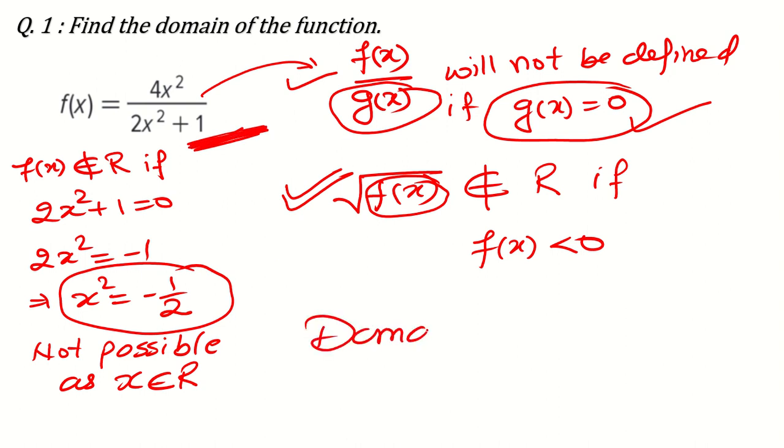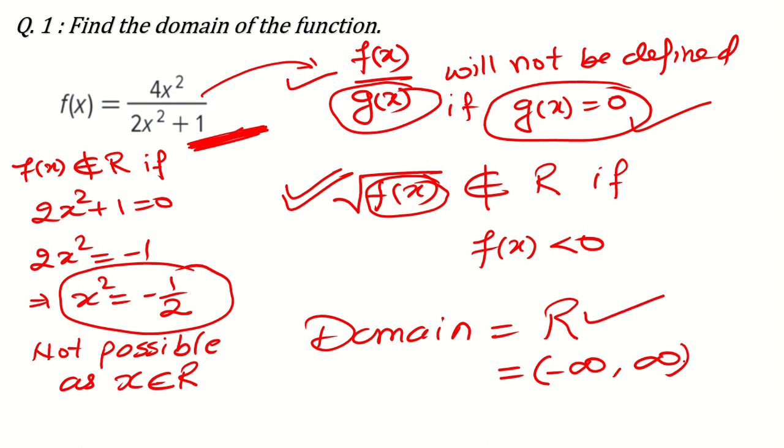So its domain will be what? The set of all real numbers, meaning capital R, or you can write it like this also: minus infinity to plus infinity. Maybe this option will be given to you in the exam. Remember that you will never write negative infinity to positive infinity with the closed interval. Never, it is wrong. Just understand that minus infinity to plus infinity with the open interval, or capital R, means the set of real numbers.